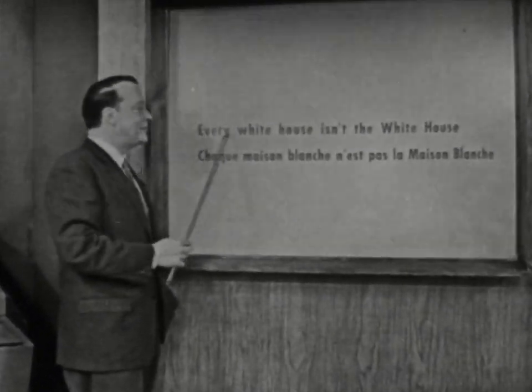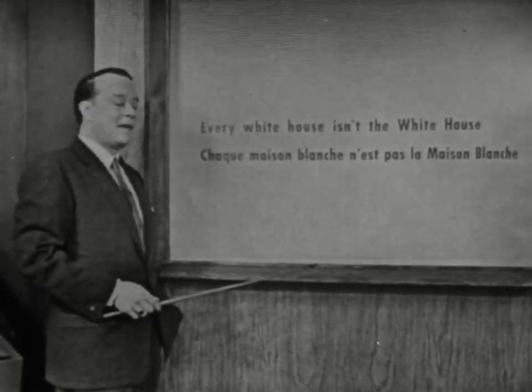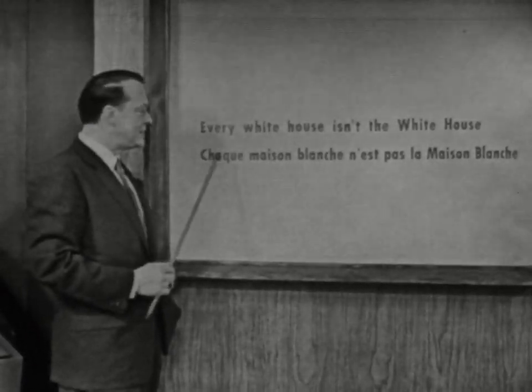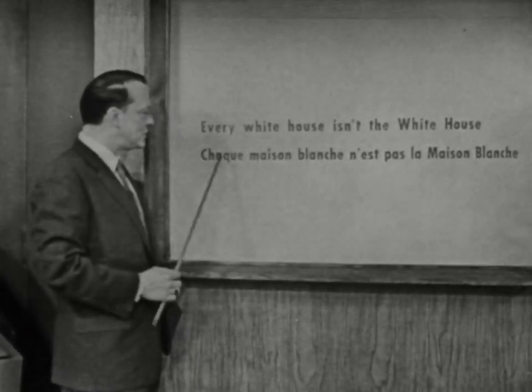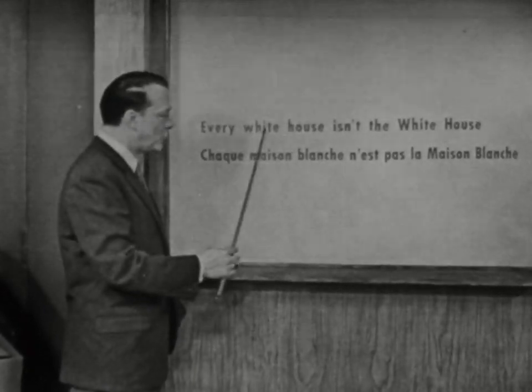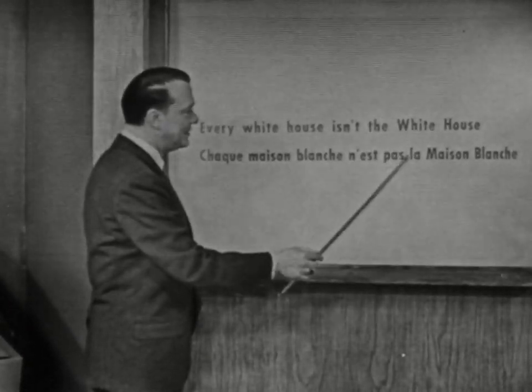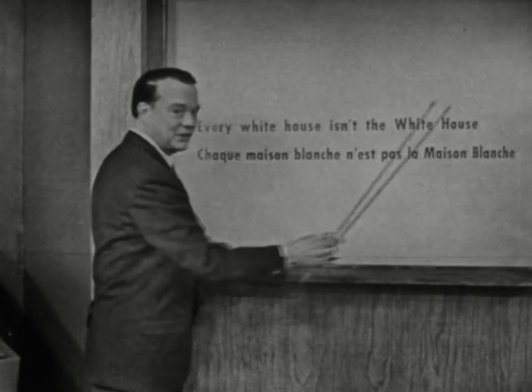Here's our sentence. Every White House is in the White House. And here is the French. As the Frenchman said, it seems to be translated word for word. Chaque maison blanche n'est pas la maison blanche. Chaque, every, maison, house, white, blanche, isn't, n'est pas, the, la, White House, maison blanche again.